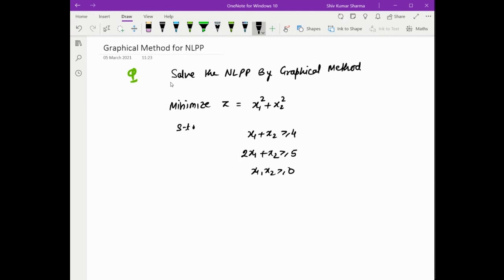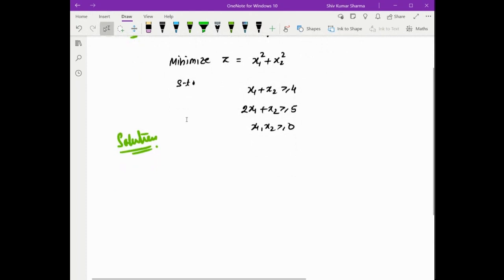We have a minimization problem and the constraints have the greater than or equal to sign. No issue. If the problem is maximization, we have the less than or equal to sign. So now when we solve this problem using the graphical method, we have a horizontal axis and a vertical axis, and correspondingly we draw the lines.